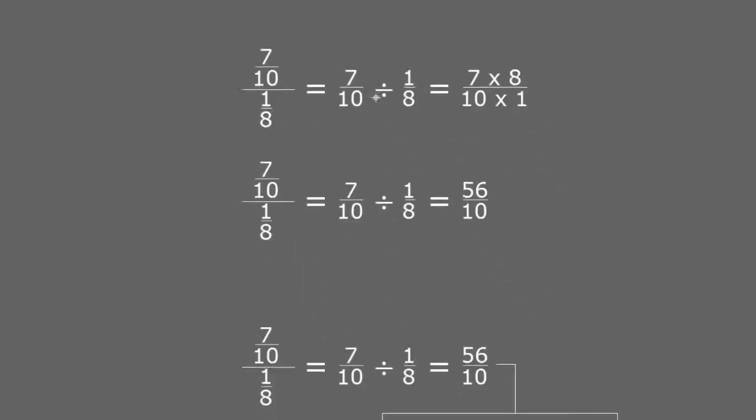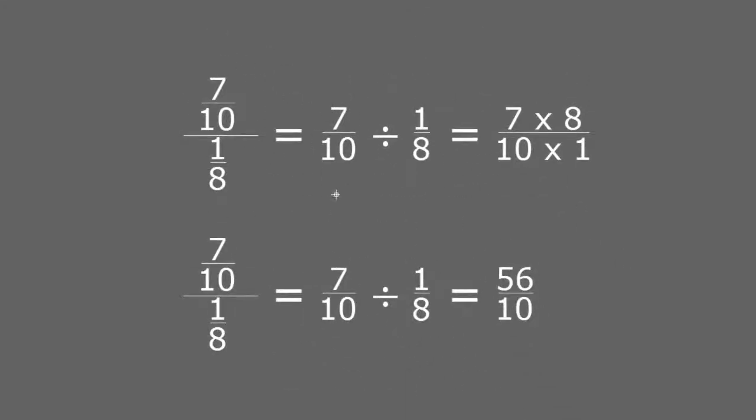Now let's do another exercise here quickly. We have 7/10 divided by 1/8, or here 7/10 divided by 1/8. I just wrote it again like in the previous example. Well, this becomes 7/10 multiplied by 8 over 1. That's what we see here. I just multiply the numerators with the numerators and the denominators with the denominators. 7 times 8 becomes 56, and 10 times 1 is just 10.